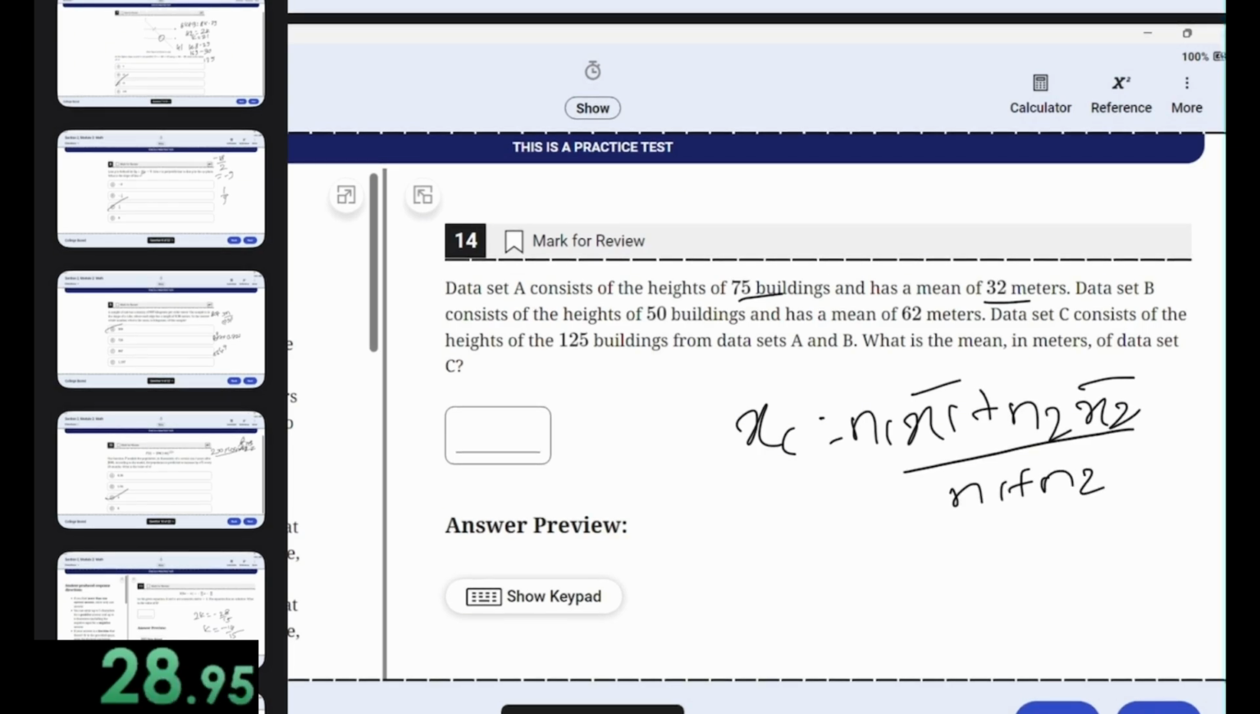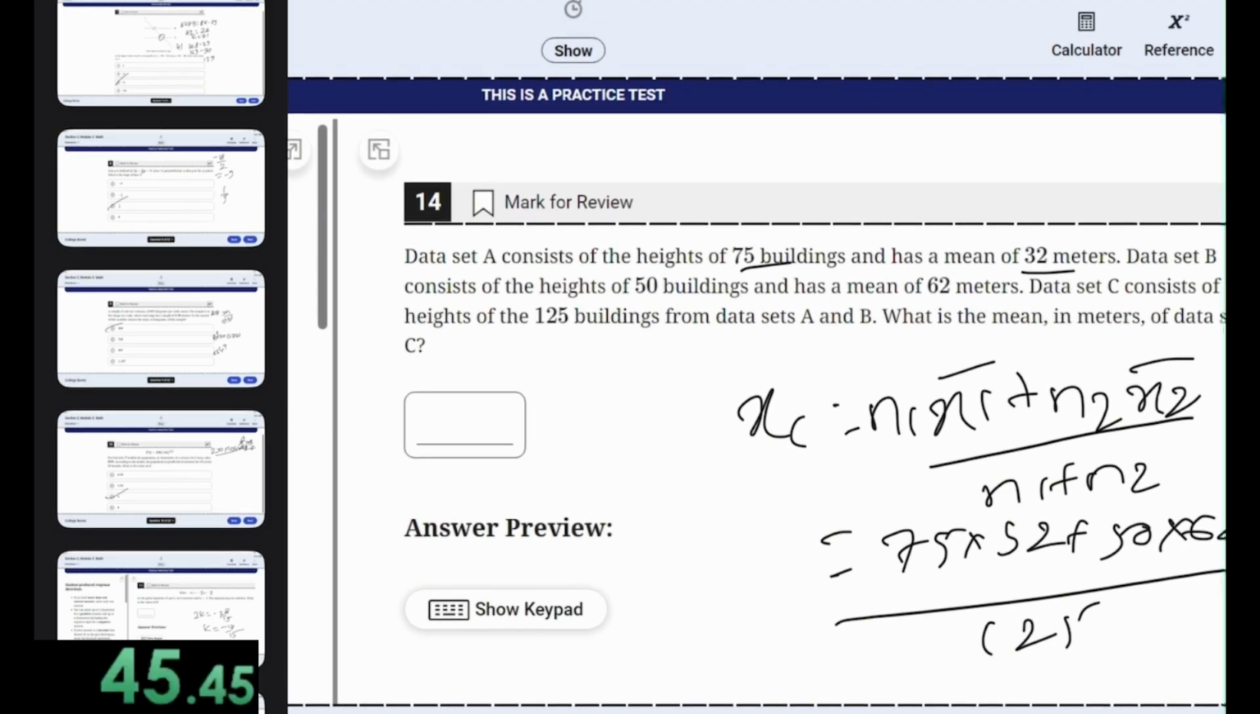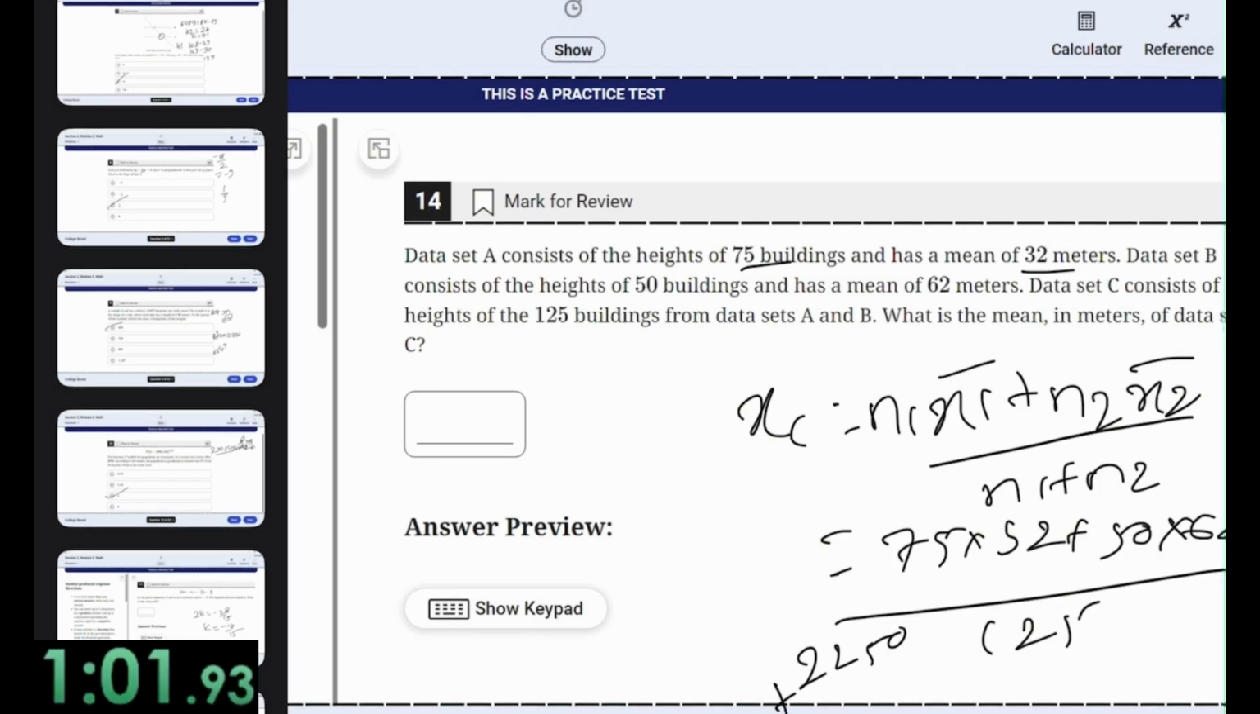This is what weighted combined mean is. Now 75 multiplied by 32 plus 50 multiplied by 62 upon 125. Alright, so 75 multiplied by 30 is going to give us 2250, plus 75 multiplied by 2, so 150. So it's going to give us around 2400.